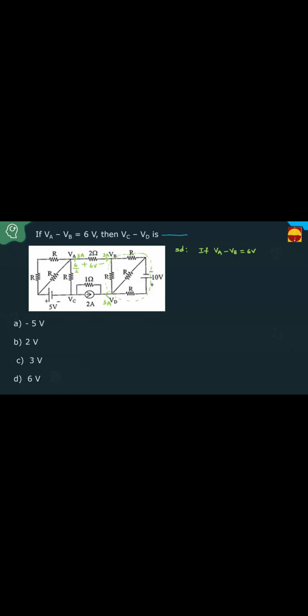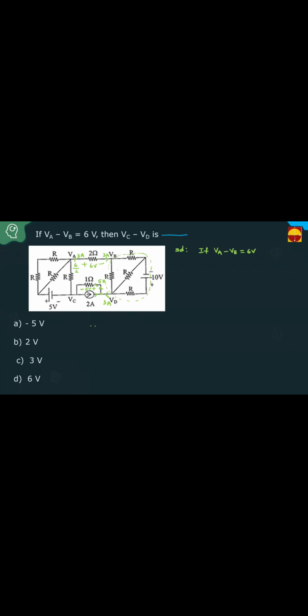Now concentrate. At this node, what is the current entering? 2 amperes. What is the other current entering? 3 amperes. What is the current leaving at this node? 5 amperes. The current passing through the 1 ohm resistor is 5 amperes. 5 into 1 ohm is 5 volts. Wherever the current is entering, that is plus, and this is minus, 5 volts.